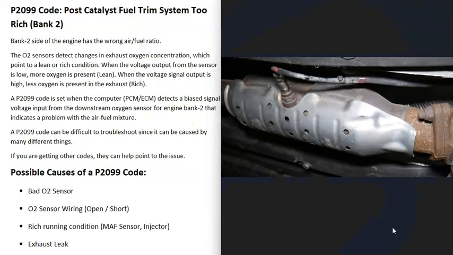And one thing to note about a P2099 code is that sometimes it can be kind of difficult to troubleshoot since it can be caused by many different things. And because of this, if you're getting any other codes, be sure to pay attention to that. So if you're getting like a MAP sensor code or a fuel injector code or something like this, then be sure to pay attention to that because that can help point you to what the cause is. But keep in mind this can be kind of hard to troubleshoot sometimes.